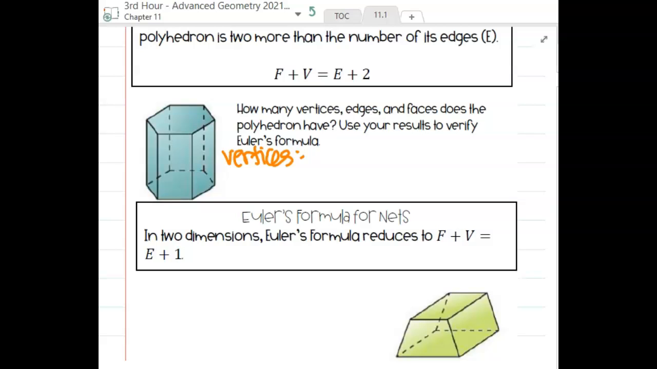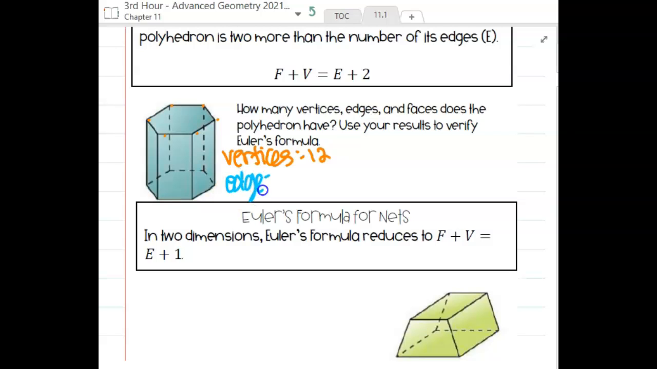Where the edges meet. So I like to start at the top of the figure and work my way down. If I look at the top here, the vertices would be like that point right there, where the edges meet. And then right here, and right here, and right here, and right here, and right here. How many vertices are just on that top? 6. Right? Because it's a hexagon. Now going down, there's no vertices in the middle. So then if I go to the bottom, how many vertices are going to be on the bottom? Also 6. So 6 plus 6, there's going to be 12 vertices.